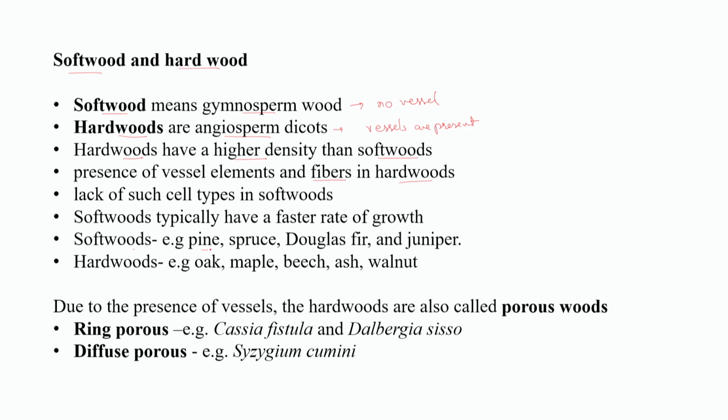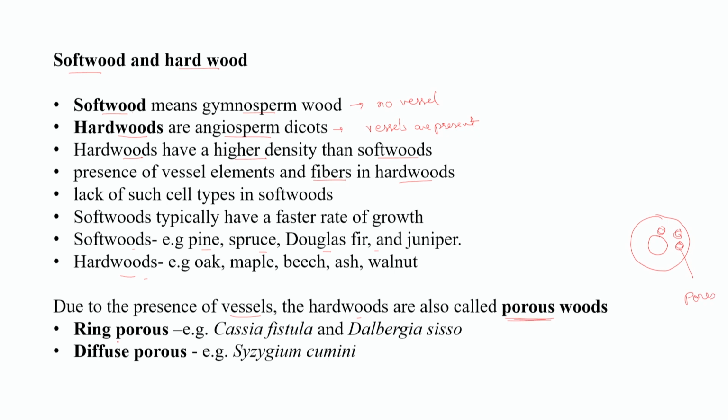Softwood examples are pines, spruce, Douglas fir, junipers. Similarly, hardwoods are all the dicot plants, like maple, oak, teak. Due to the presence of vessels, the hardwood is also known as porous wood. Basically, vessels are what? Multiple times I have told you, these are pipe-like structures, so definitely they are empty pipes. When you cut it, they appear like holes. So you can say these are very big pores. So these hardwoods are also known as porous wood.